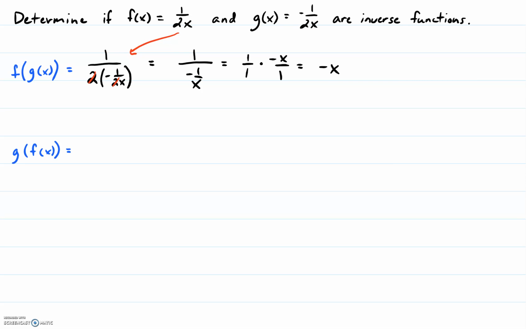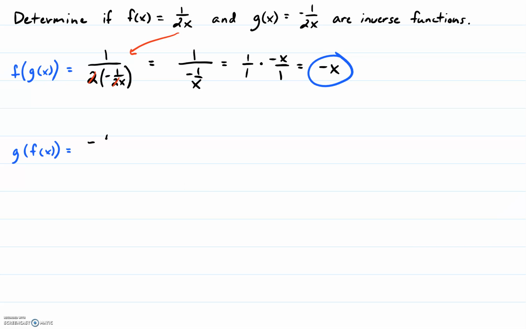Now automatically we didn't get x, and we have to get x as our answer if these are going to be inverse functions. So at this point we could actually stop and say that these are not inverse functions. But just to show you the other direction, the g of f of x, I'm going to work that out also. But again, if you already work out one of them and it doesn't equal x, you can stop at that point.